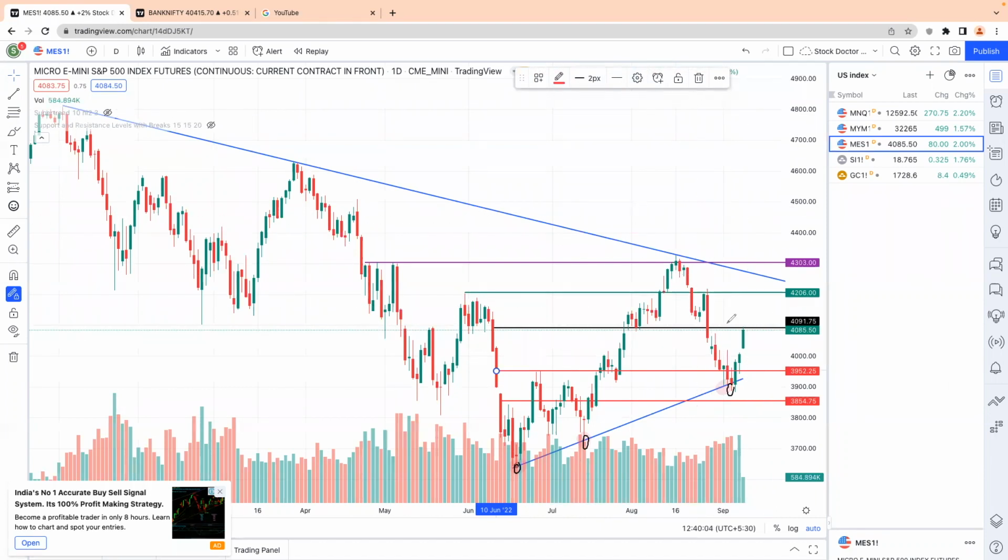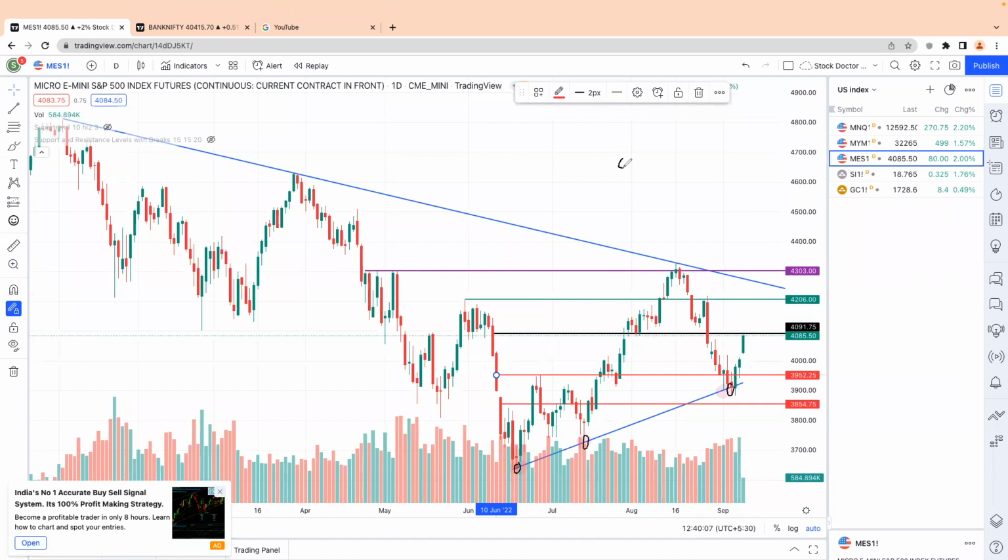4100 is the level we need to watch. Currently we are trading at 4085. If we start trading and sustaining above 4100, then the next target is 4200 and 4300. If we start trading and sustaining above 4300, then we will come out of the bear market.